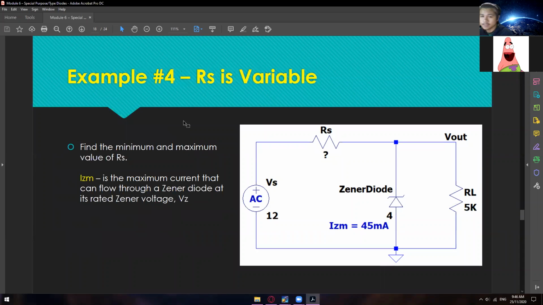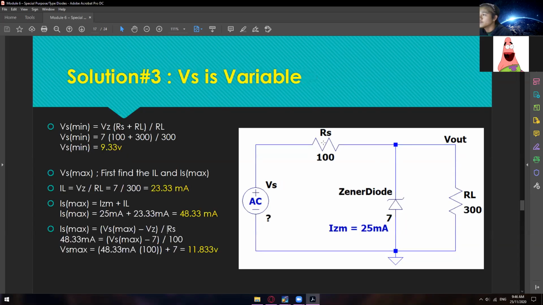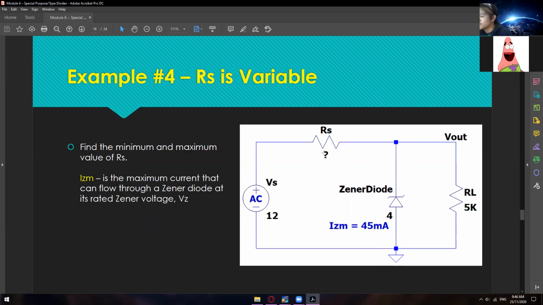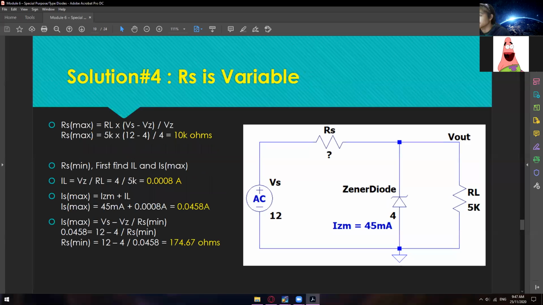So next one is example number 4. Before, we had RL as a missing variable, and then RS as a missing variable. And right now, VS was the missing variable before, and now we have RS as a missing variable. So we have to find the minimum resistance wherein this Zener diode will still work, and the maximum resistance wherein this Zener diode will still work as a Zener diode. So find the minimum and maximum value of RS. Without further delay, let me show you the solution.